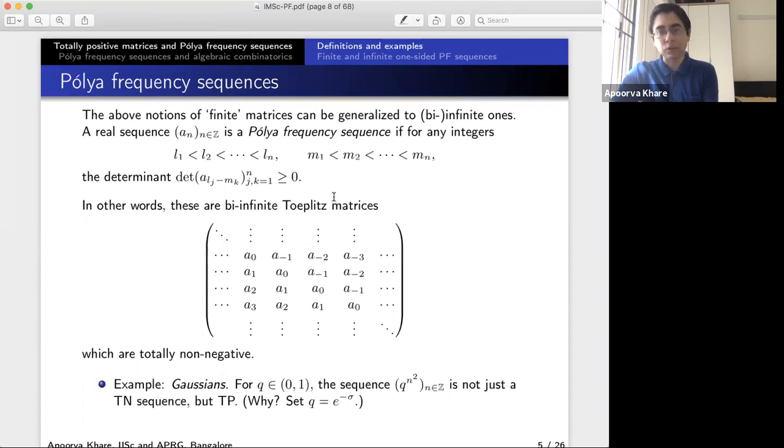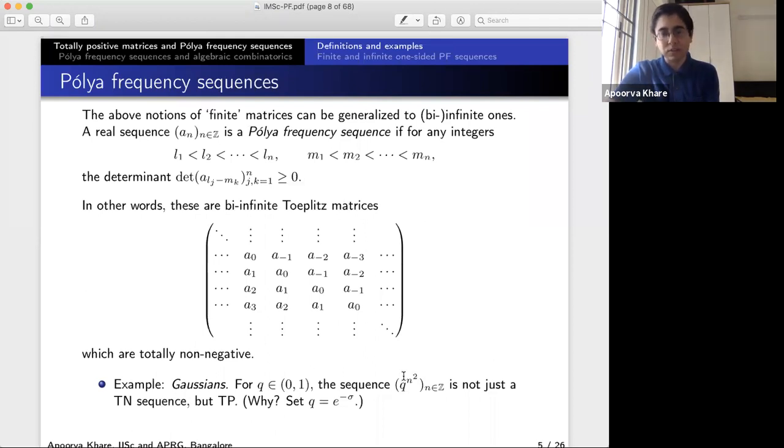And now take any set of rows and columns, and you get that it's totally non-negative. In other words, the infinite matrix itself is totally non-negative. That's the definition of a Polya frequency sequence. It's very easy. Sequence of numbers, arrange them in this Toeplitz matrix. Take any minor, and that is non-negative.